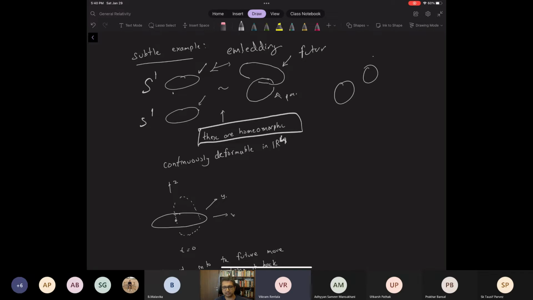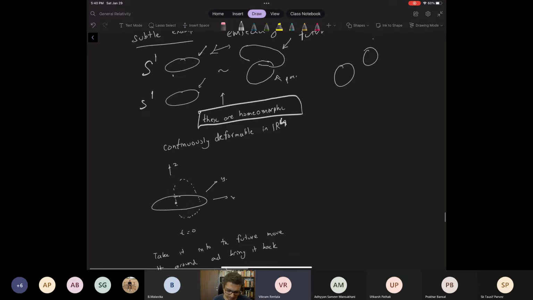So you can see that the fact that they're linked is only an effect that is due to the fact that these are embedded in 3 dimensions. In 4 dimensions they can be delinked from each other.